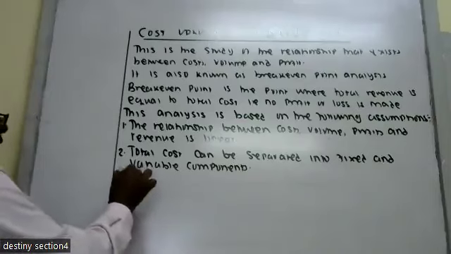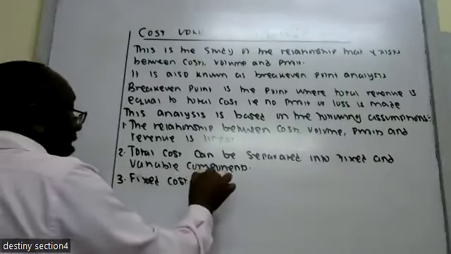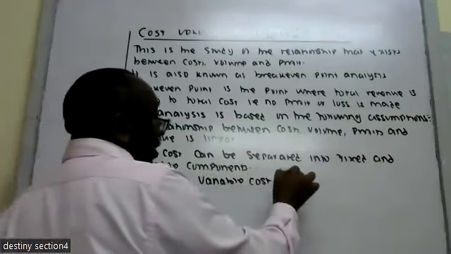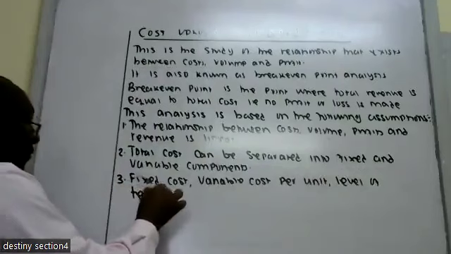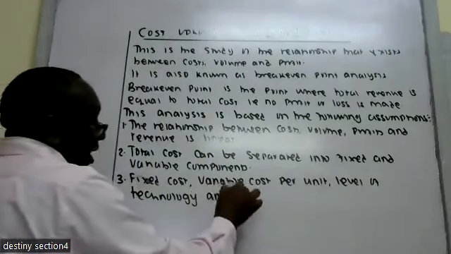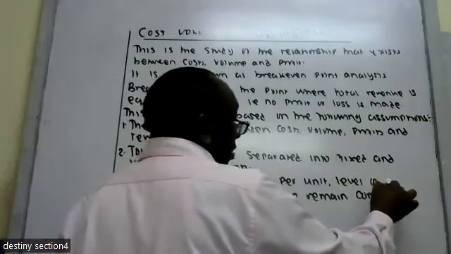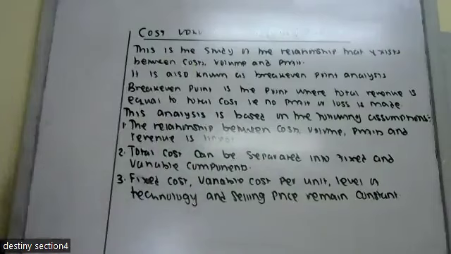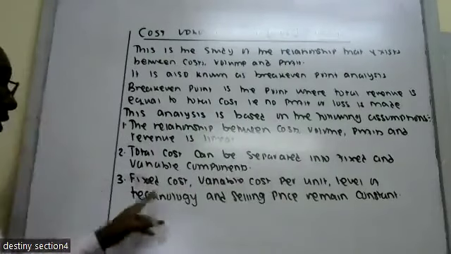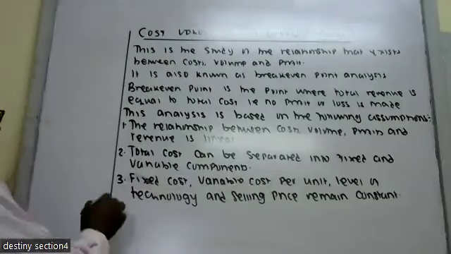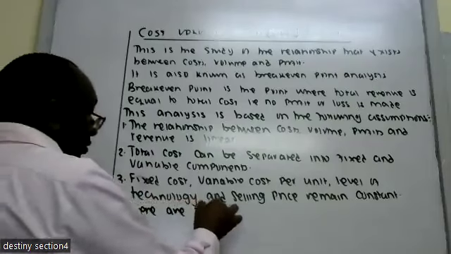Number three is that fixed costs, variable costs per unit, level of technology, and selling price remain constant. So these are actually four in one. The fixed cost remains constant. Variable cost per unit remains constant. Level of technology remains constant. Selling price remains constant. Number four is that there are no scarce resources.